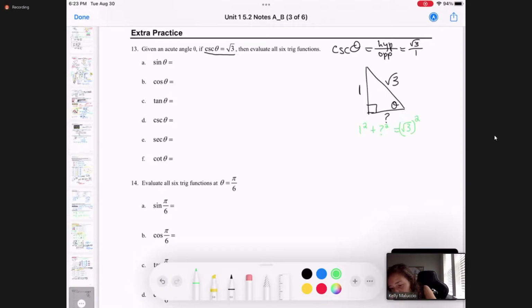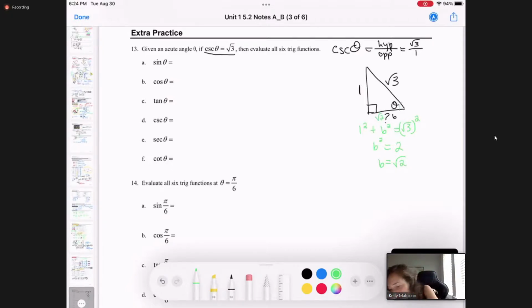So, and I'm writing question mark, but maybe I should write this as an actual something, right? Because maybe that's confusing. So we'll call it b, and I'll just say b squared. So b squared is going to equal this right side, which is 3, and I'm going to subtract the 1 over, so it's going to equal 2. And so then b is going to equal square root of 2. Okay, so this side is square root of 2. We now know what that is.